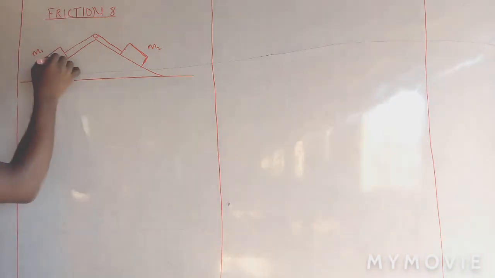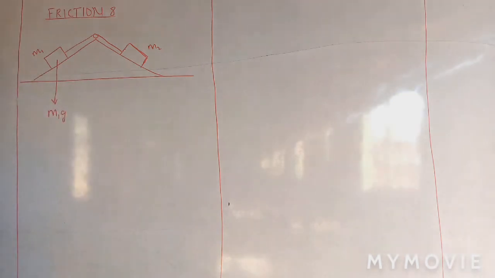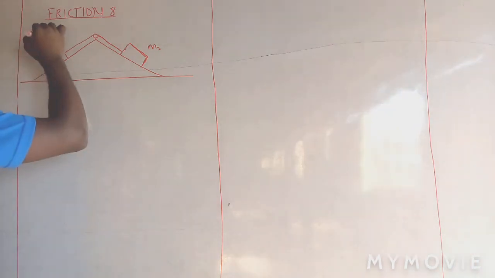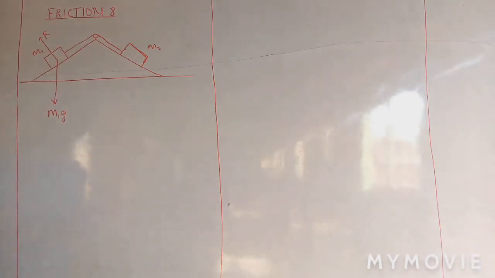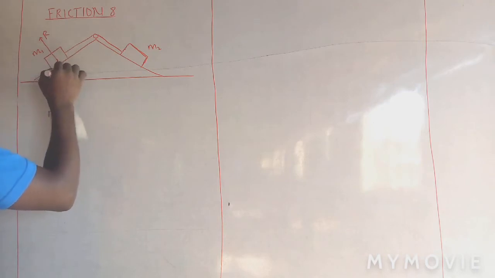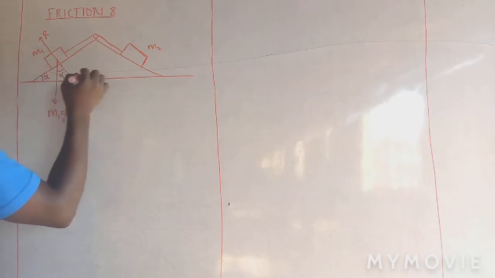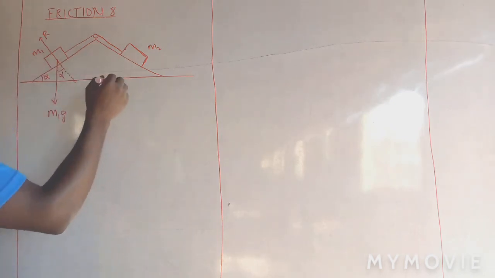This has a weight m1g because the weight acts vertically downward all the time. So this has a normal reaction R. The normal reaction is always perpendicular to the surface. As a result of that, if I drop this, it has an angle of alpha. This is alpha.